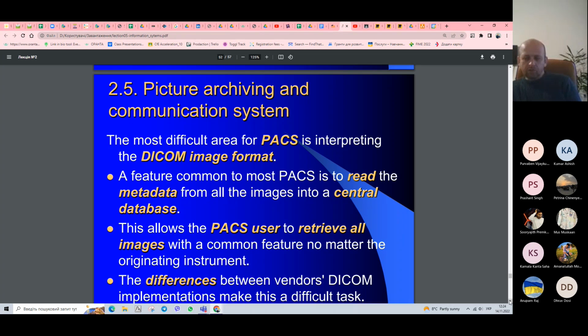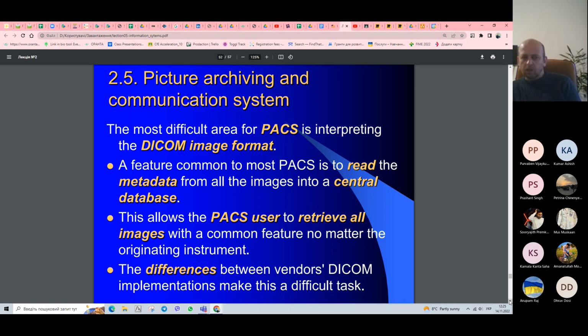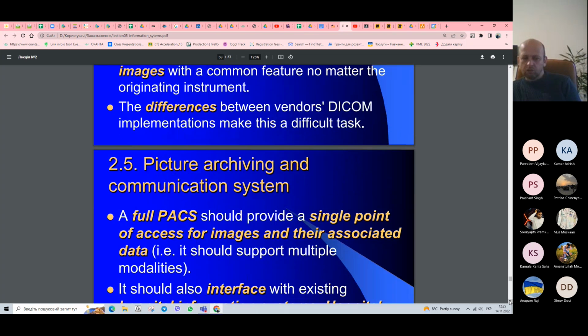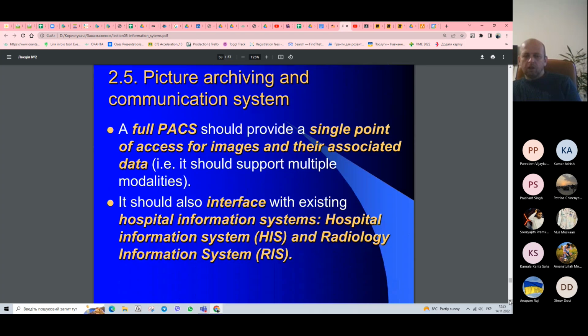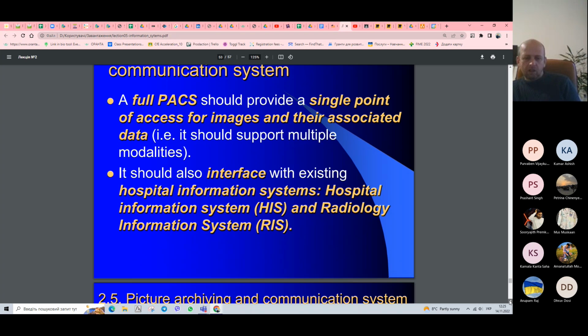This means that solutions for transferring data in DICOM formats are often becoming available and are normally used in practice now. But of course, this question is not completed yet. A full PACS should provide a single point of access for images and their associated data, and should support multiple modalities. It should also interface with the existing hospital information system, and the radiology information system should interact as well.